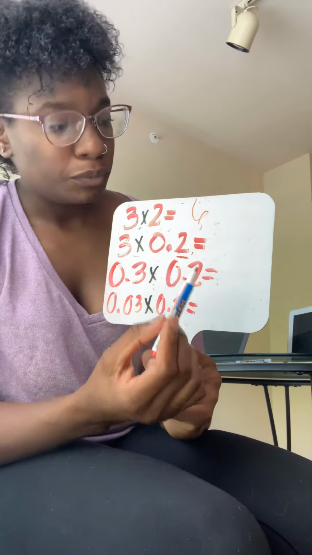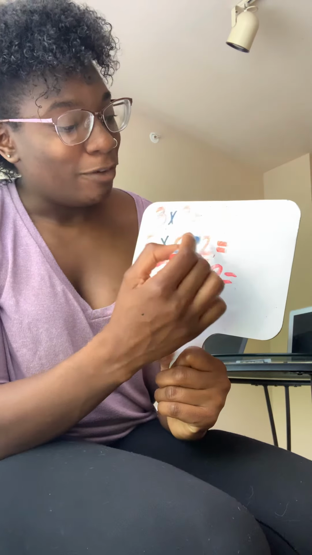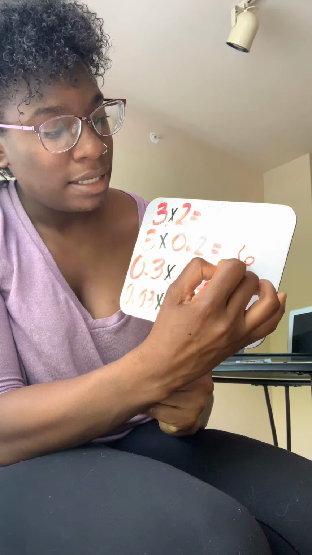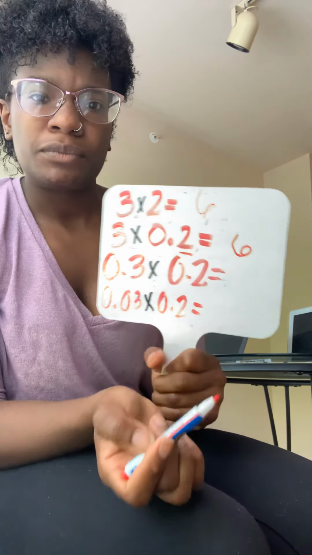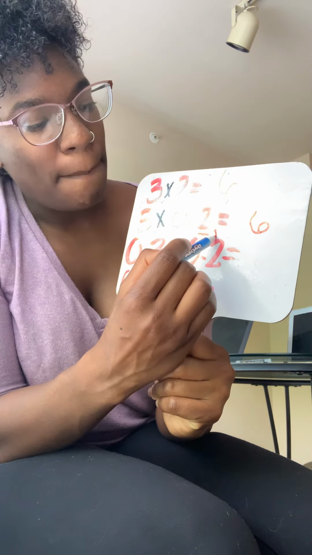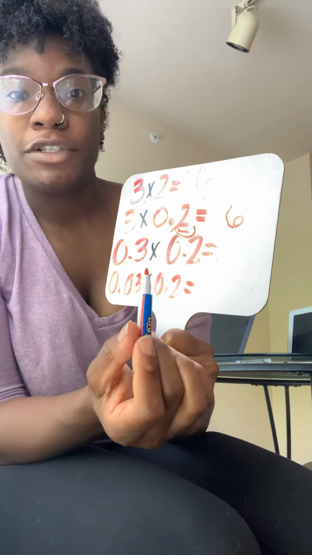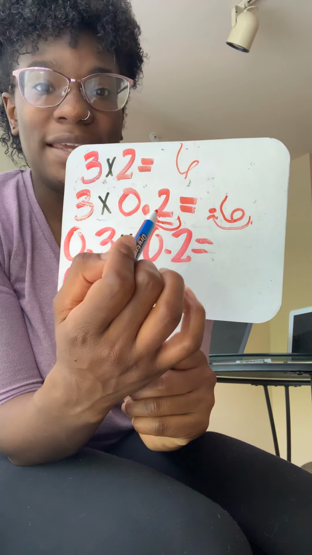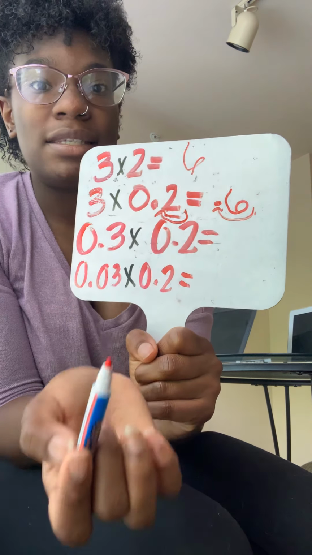So we already know that 3 times 2 is 6. And when we look at that decimal point positioning, we know that it is 1 behind our 2. So I'm going to add a decimal point 1 behind my 6. So now we know that 3 times 2 tenths equals 6 tenths.